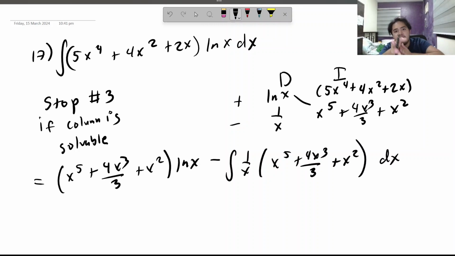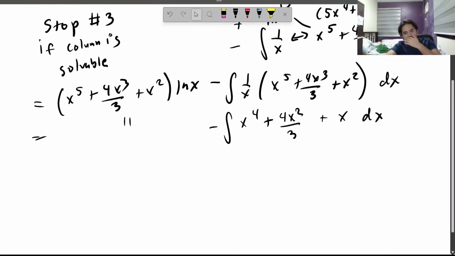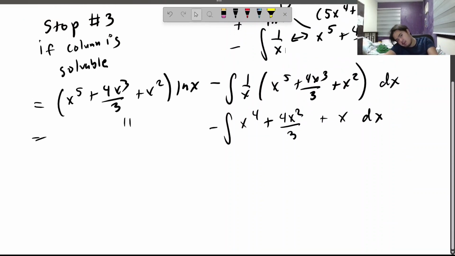If you distribute 1 over x here, this becomes, I just copy it like that, minus the integral of 1 over x times x to the 5 is x to the 4 plus 4x cubed over 3 times 1 over x is 4x squared over 3. And the x squared times 1 over x is just x. And this is what I mean by solvable. This entire column here, you can actually solve it using something other than integration by parts. You can use the reverse power rule here.